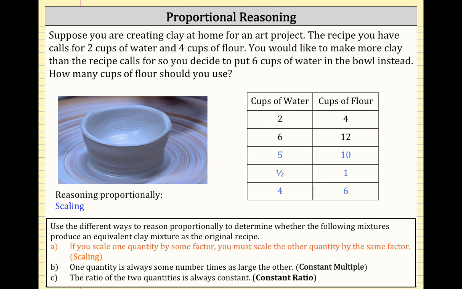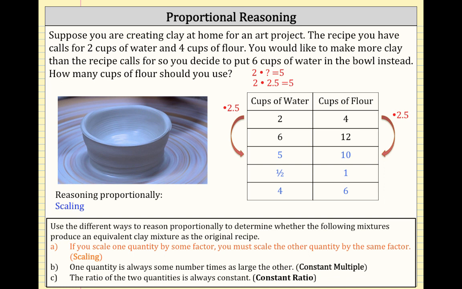So let's first focus on the scaling perspective. What we do is compare 2 to 5. I'm going to say 2 times what is 5? Well, that number you need to multiply 2 by is 2.5. So 2 times 2.5 is 5. So according to this, from the scaling perspective, when you scale one quantity by some factor, you must scale the other quantity by the same factor. One of the things you'll notice with scaling is that you're going down vertically. So you're comparing water to water and then flour to flour.